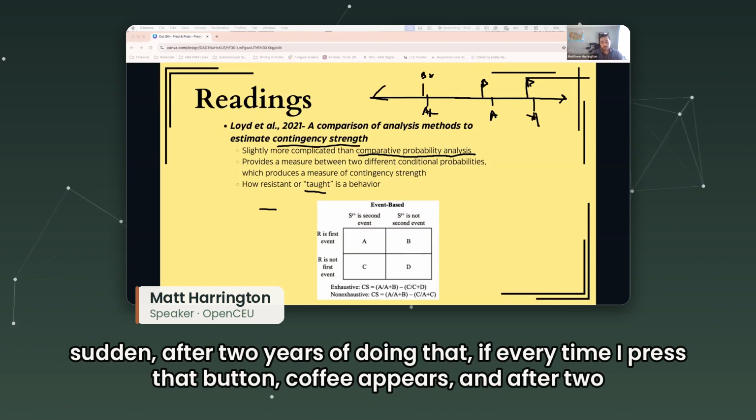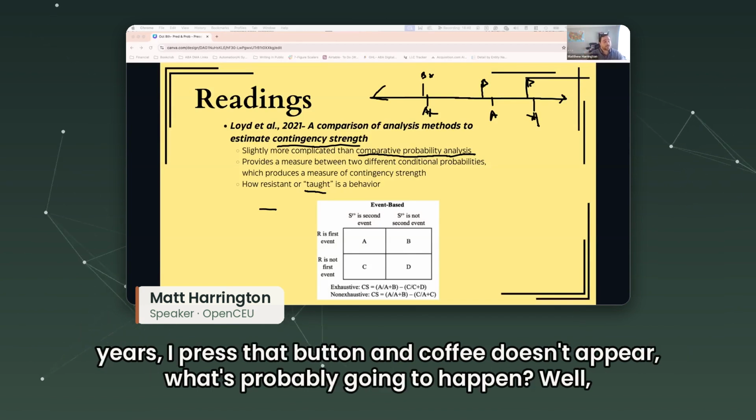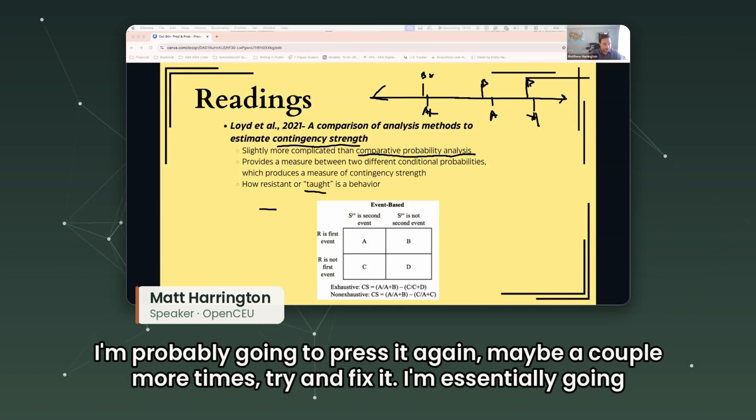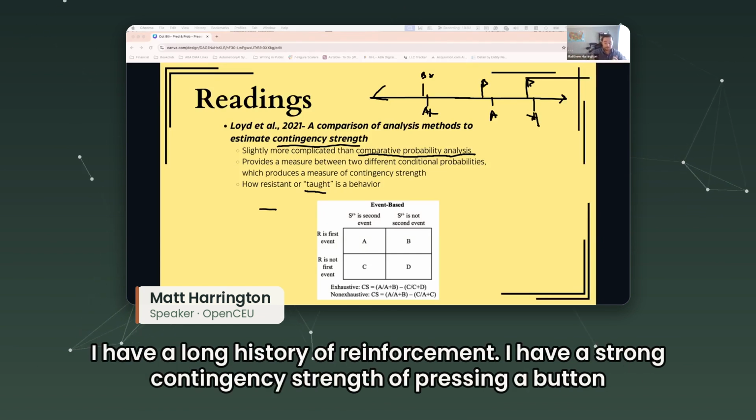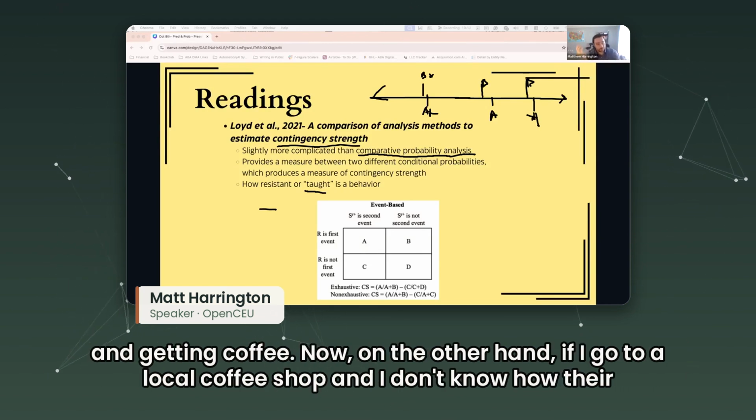If all of a sudden, after 2 years of doing that, if every time I press that button, coffee appears, and after 2 years, I press that button and coffee doesn't appear, what's probably going to happen? Well, I'm probably going to press it again, maybe a couple more times, try and fix it. I'm essentially going to go through a longer extinction curve, still trying different things to get my coffee, because I have a long history of reinforcement. I have a strong contingency strength of pressing a button and getting coffee.